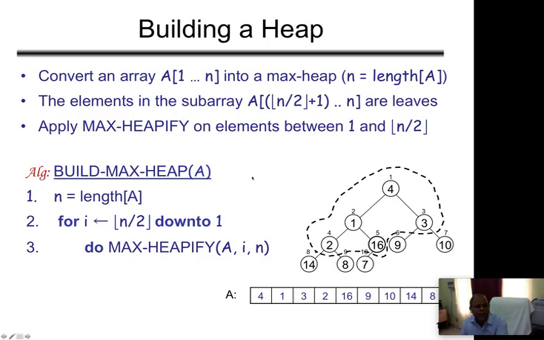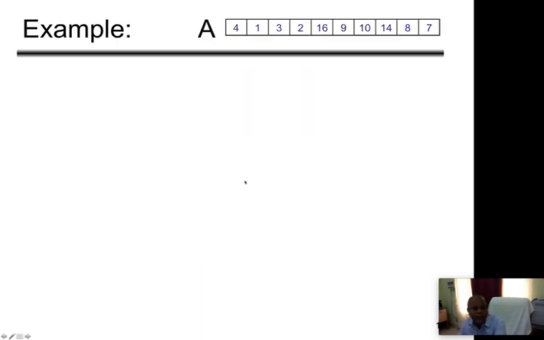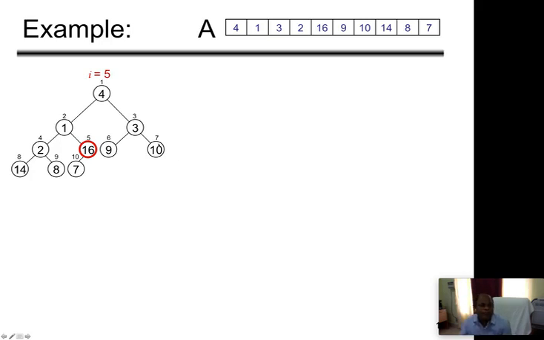Here, what is happening? i goes from n by 2 down to 1. That means 5 down to 1. Hence, what is n? n is equal to 10. Hence, in the first case, i is equal to 5. If you heapify this, 16 is greater than 7, so it is satisfying the heap property. Hence, heapify will do nothing.